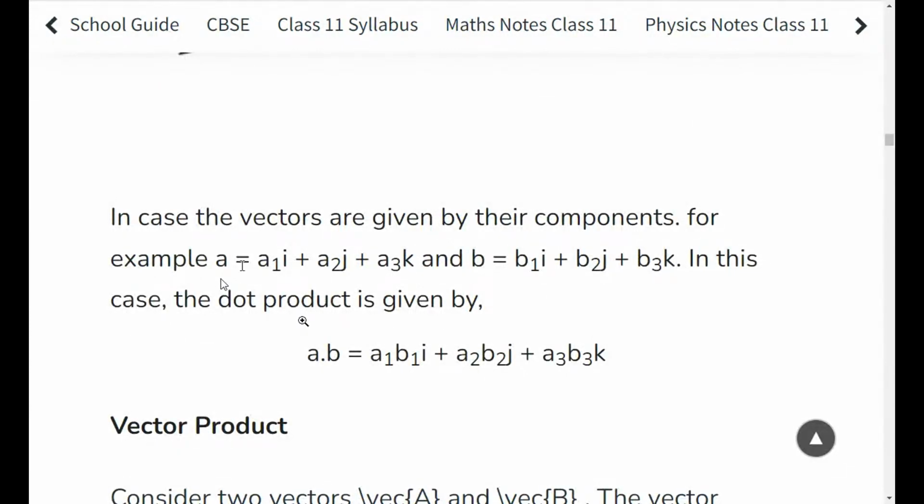How do you represent it? A equal to A1 i plus A2 j plus A3 k, and B vector equal to B1 i plus B2 j plus B3 k. In this case, the dot product is given by A1 B1 plus A2 B2 plus A3 B3. So there are two equations and you are trying to multiply them. Each quantity is being multiplied and will be added.